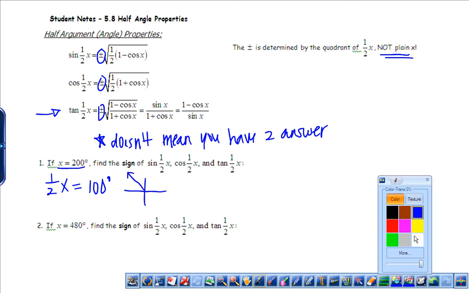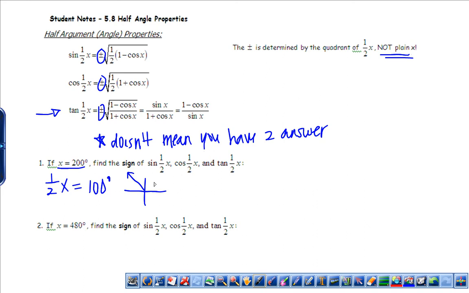Okay, now I'm going to go back to All Students Take Calculus, to see what sine of 1/2 x, cosine of 1/2 x, and tangent of 1/2 x are equal to, meaning find the sign of. I want to know if it's positive or negative. Okay, so in these quadrants, what is sine of 1/2 x going to be? Is it going to be positive or negative? Well, in this case, sine is going to be positive.